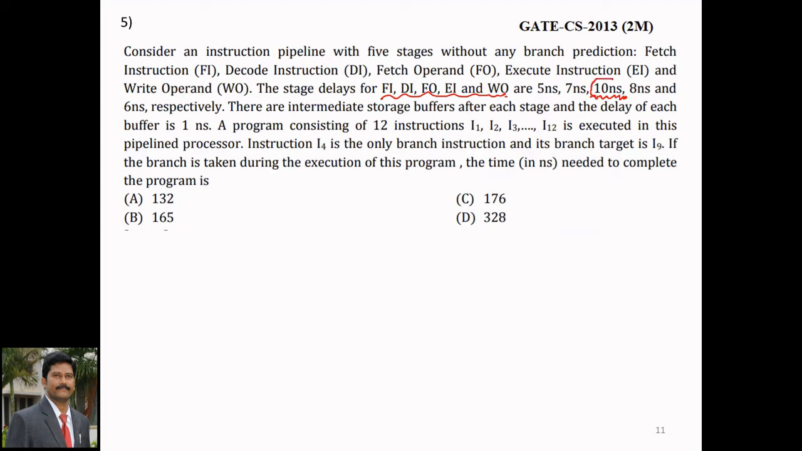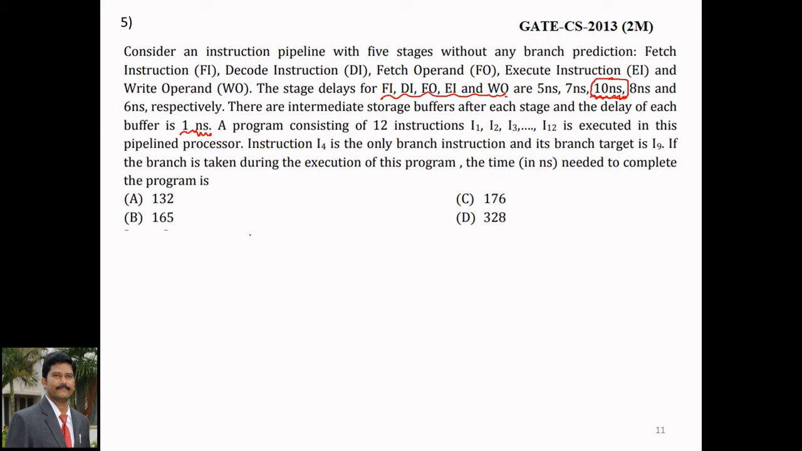So to execute one instruction, we need to take the maximum time, that is 10 nanoseconds plus 1 nanosecond, that is the delay between each stage. So for every 10 plus 1, 11 nanoseconds, one instruction is executed. That is a point we need to remember.